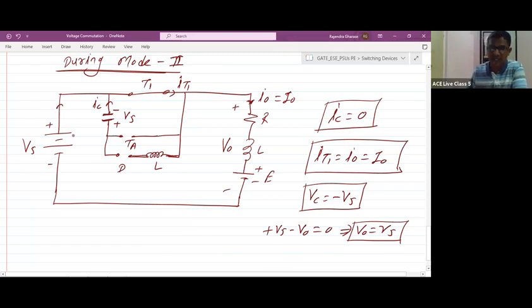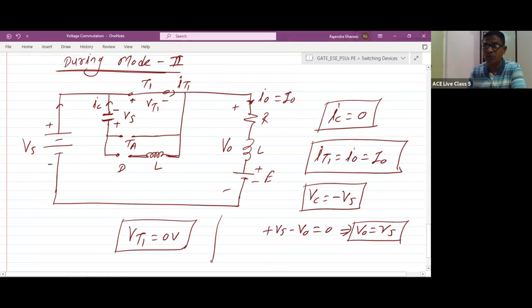Next, what about the VT1? VT1 is this voltage. Thyristor T1 is in the on state, so VT1 will be 0. VT1 is equal to 0 volt. So let us check the mode 2 waveforms.